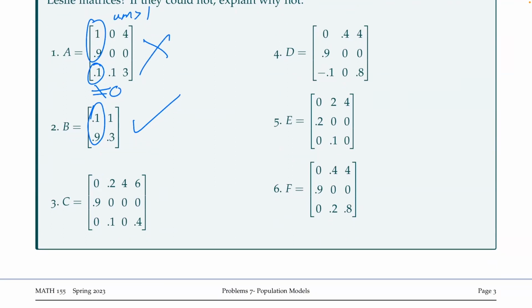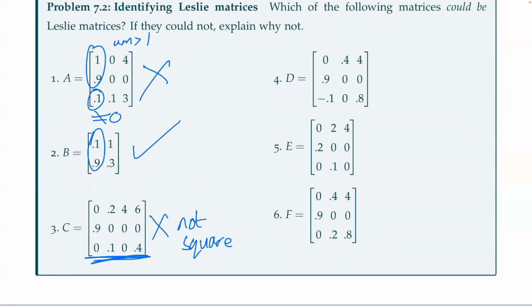It's not square, okay? Because we need to think about contributions between each of these different classes, so that's individuals that are being born, individuals that are dying, and so on, this needs to be a square matrix to be a Leslie matrix. This is not square, so it can't be a Leslie matrix.